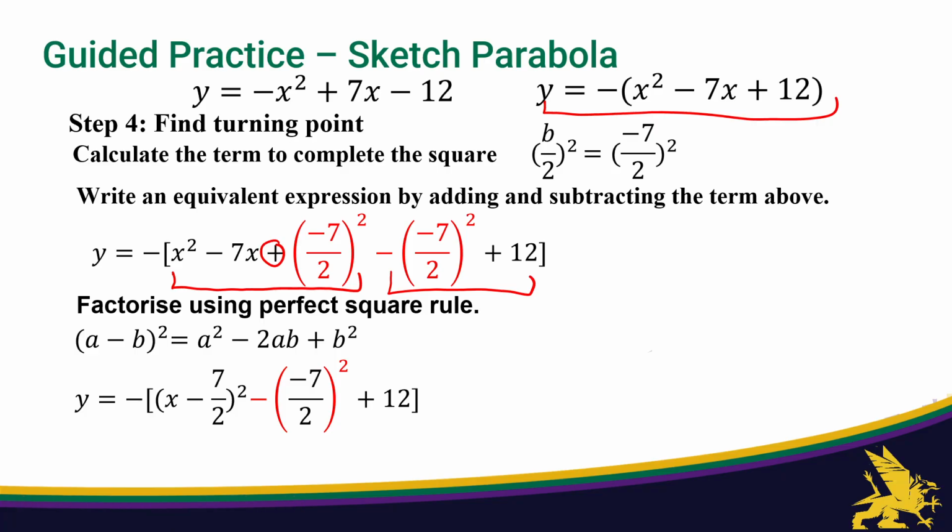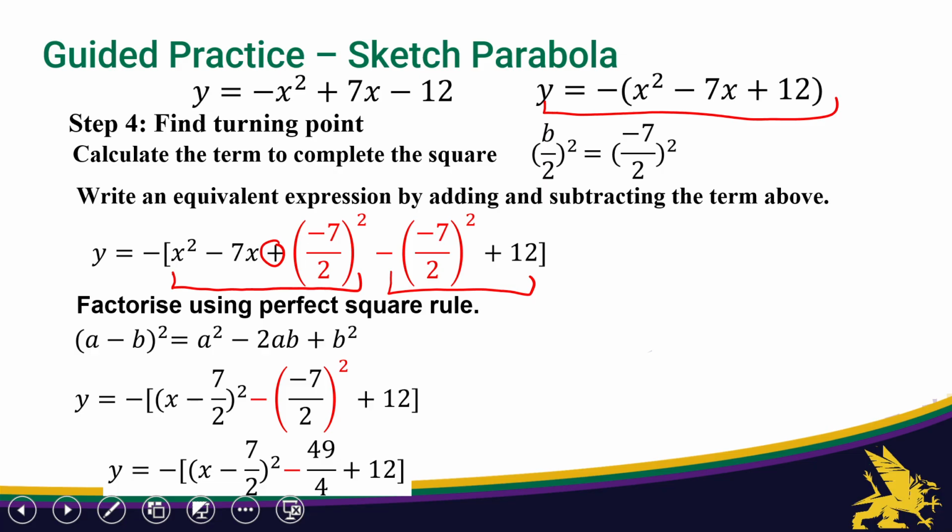So we're keeping the same brackets on either side with a negative on the outside. Inside, I've got my perfect square, (x - 7/2) squared, and then I've got what's left. Take away (-7/2) squared plus 12. I simplify that. So negative 7 squared is 49, 2 squared is 4.